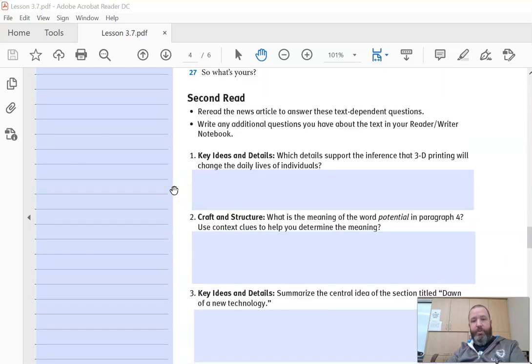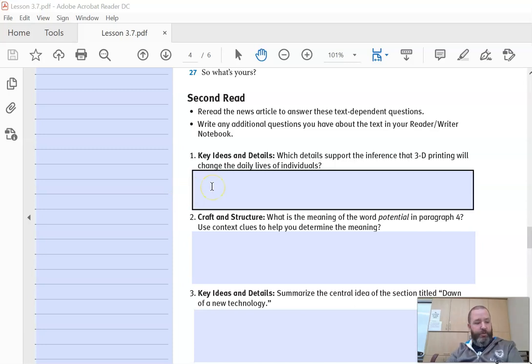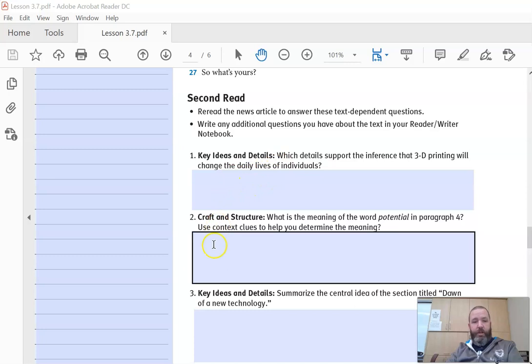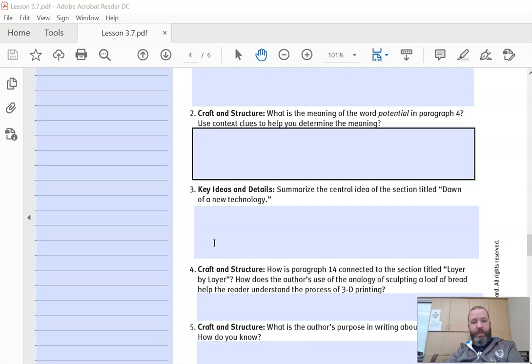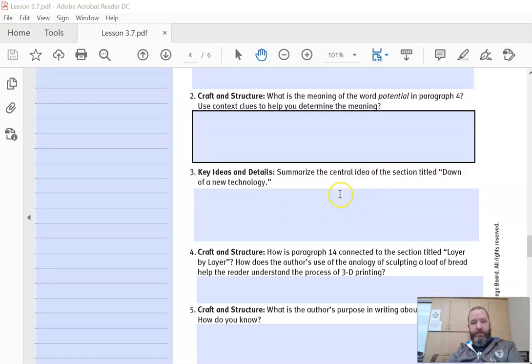Number 1, which details support the inference that 3D printing will change the daily lives of individuals? So you can take a quote from that section from probably some individuals or data that would support that. Number 2, what is the meaning of the word potential in paragraph 4? Use context clues to help determine the meaning. Number 3, summarize the central idea of the section titled Dawn of a New Technology. So you're going to go back to that section and find what the central idea or the big idea or what that paragraph is mostly about. If you were going to go tell your neighbor, this paragraph is about, that's the central idea.